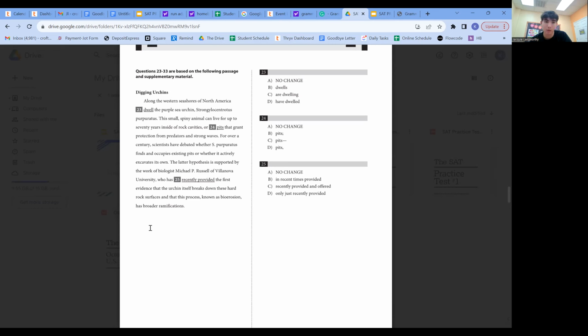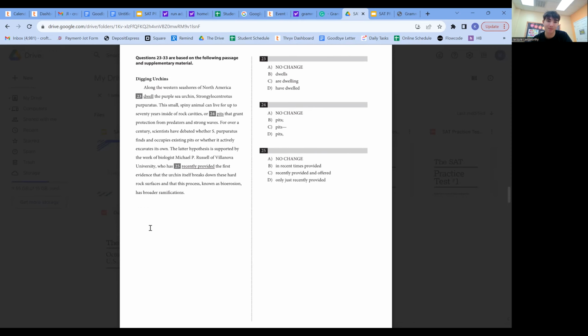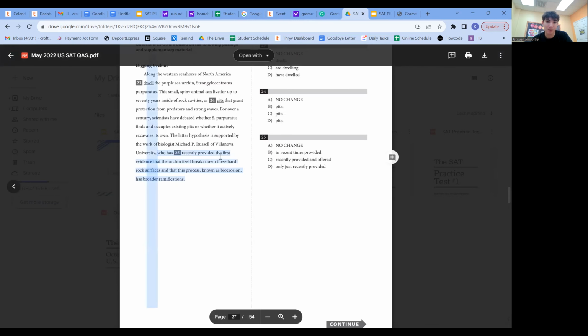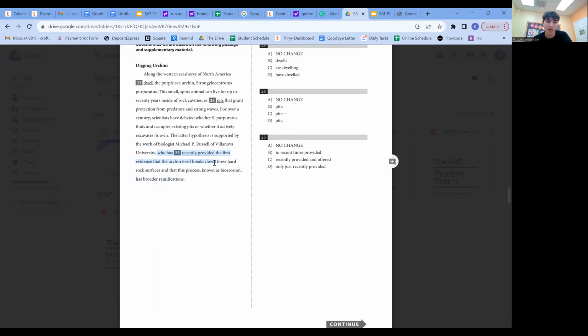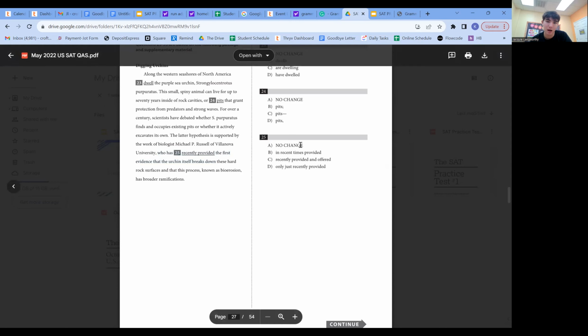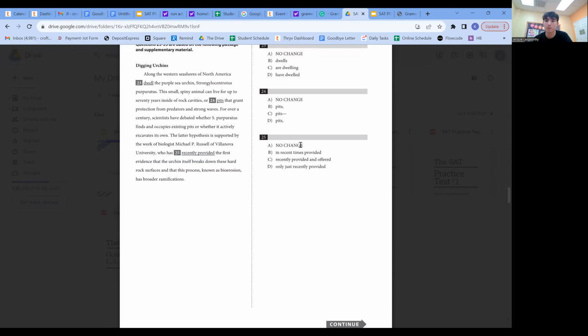Yep. Okay, 24. The small spiny animal can live for up to 70 years inside of rock cavities or pits that grant protection from predators and small waves. 24 is going to be D, because rock cavities or pits is not required in there. Rock cavities are pits. 25: has recently provided the first evidence that urchin itself breaks down these hard rock surfaces. 25 is going to be A, once again, shortest one, makes no sense.